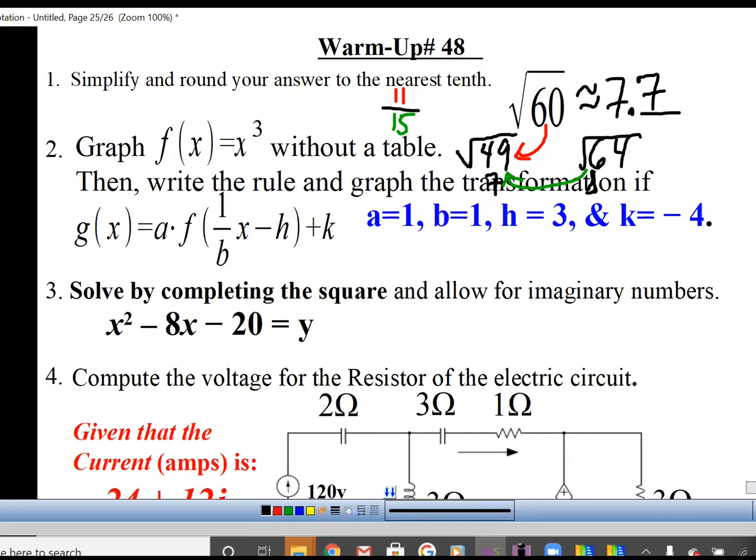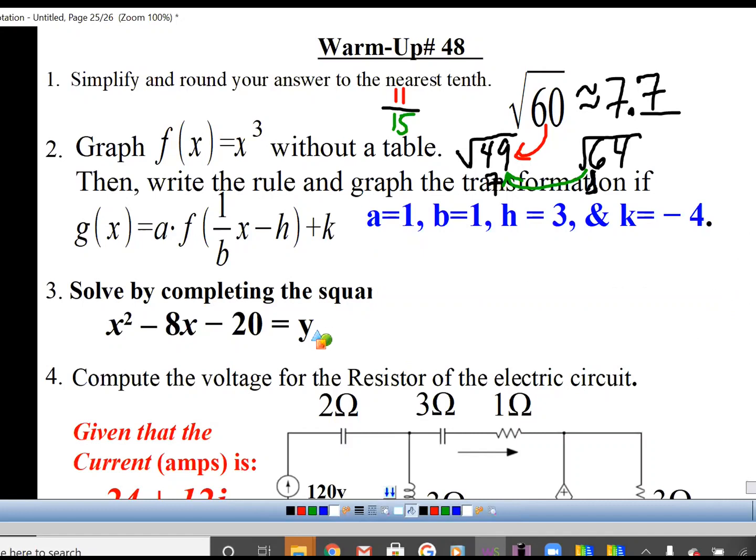With number two, let me make some space here. It says graph without a table. So let me graph that right here really quick. We have X and Y. Right now I'm only going to graph the point starting at the origin, 0, 0. Let's call it the vertex for right now. A cubic function looks something like this once you have your points. But I'm only focusing on this point right now that's at 0, 0.